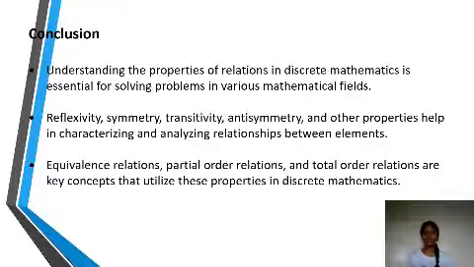So the conclusion is: understanding the properties of relations in discrete mathematics is essential for solving problems in various mathematical fields. Reflexivity, symmetry, transitivity, antisymmetry, and other properties help in characterizing and analyzing relationships between elements. Equivalence relations, partial order relations, and total order relations are key concepts that utilize these properties in discrete mathematics.